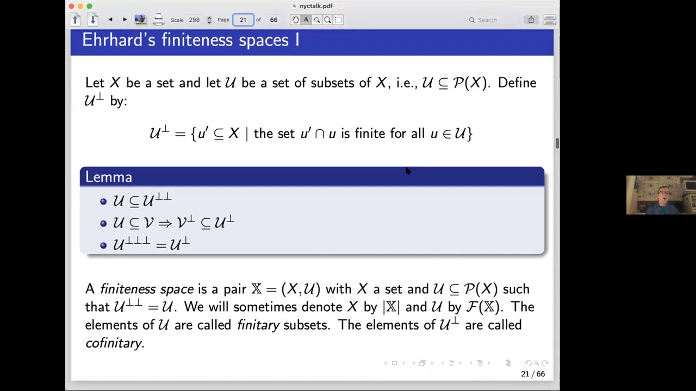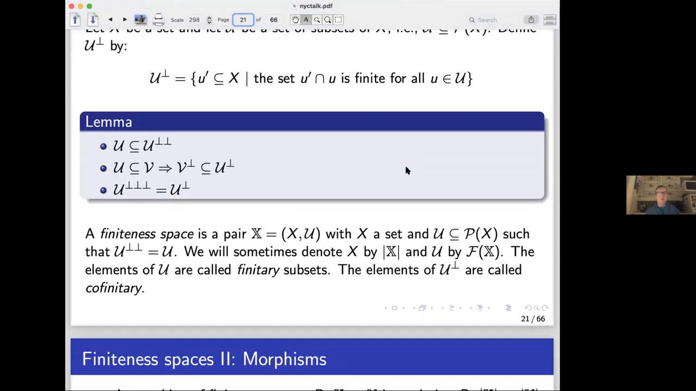And so here's a lemma about how things work with this perp operation. So U is always contained in U perp perp. And if U is contained in V, then V perp is contained in U perp. And U triple perp is the same thing as U single perp, which obviously you can show immediately from the 2 bullet points above that.